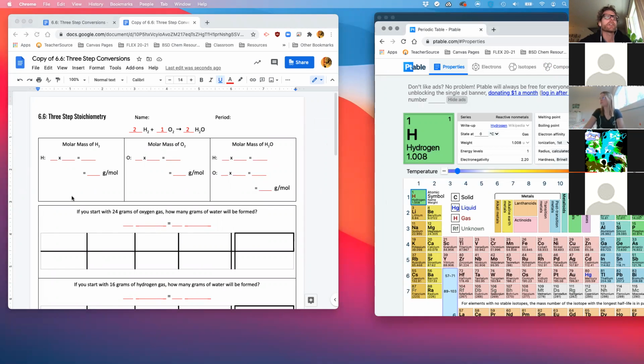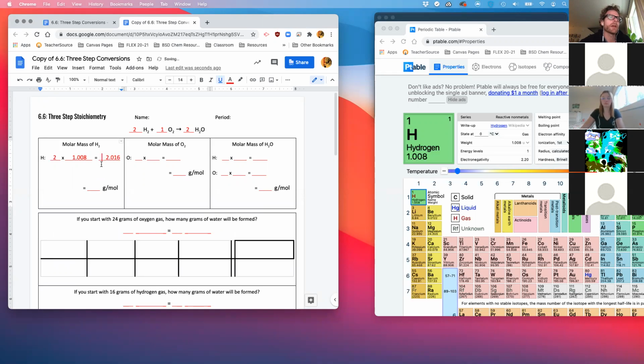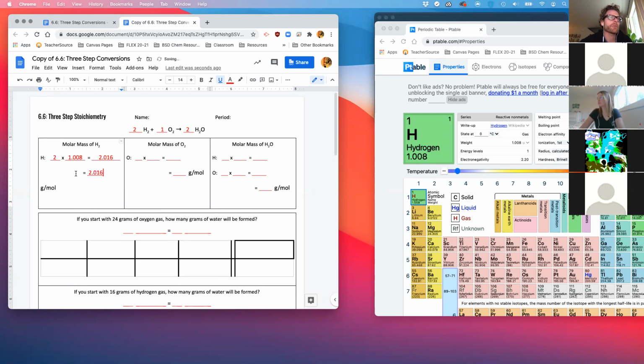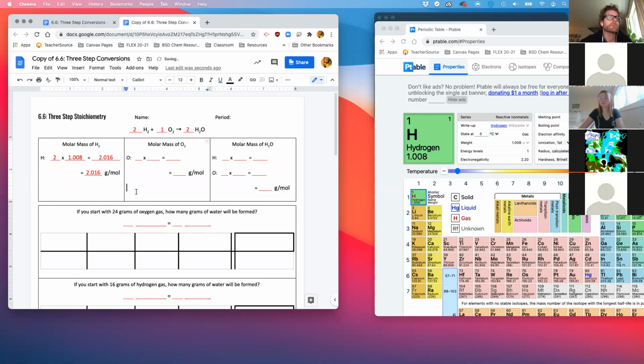I look at hydrogen, and in a molecule of hydrogen, there are 2 hydrogen atoms, and each one of them weighs 1.008. And then I'm going to multiply these together. 2 times 1.008 is equal to 2.016. And that's it. That's the only atoms that are in that molecule, right? So that means my molar mass for hydrogen gas is 2.016 grams per mole.